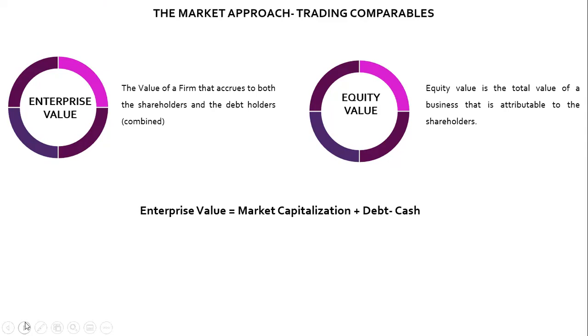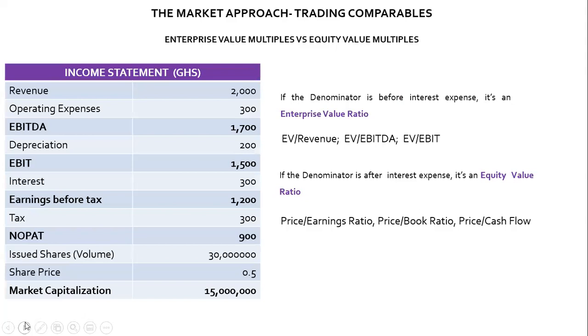So that said, let's progress. We are going to use enterprise value and equity value a lot, as I said, in the trading comparables method. Looking at the income statement, we have the top line items, revenue, through to the bottom line items, NOPAT, which is net operating profit after tax. These are key income items: revenue, EBITDA, and EBIT, as well as earnings before tax. EBITDA is earnings before interest, tax, depreciation, and amortization. EBIT is earnings before interest and tax. And then we all know what earnings before tax is, and then operating profit after tax.